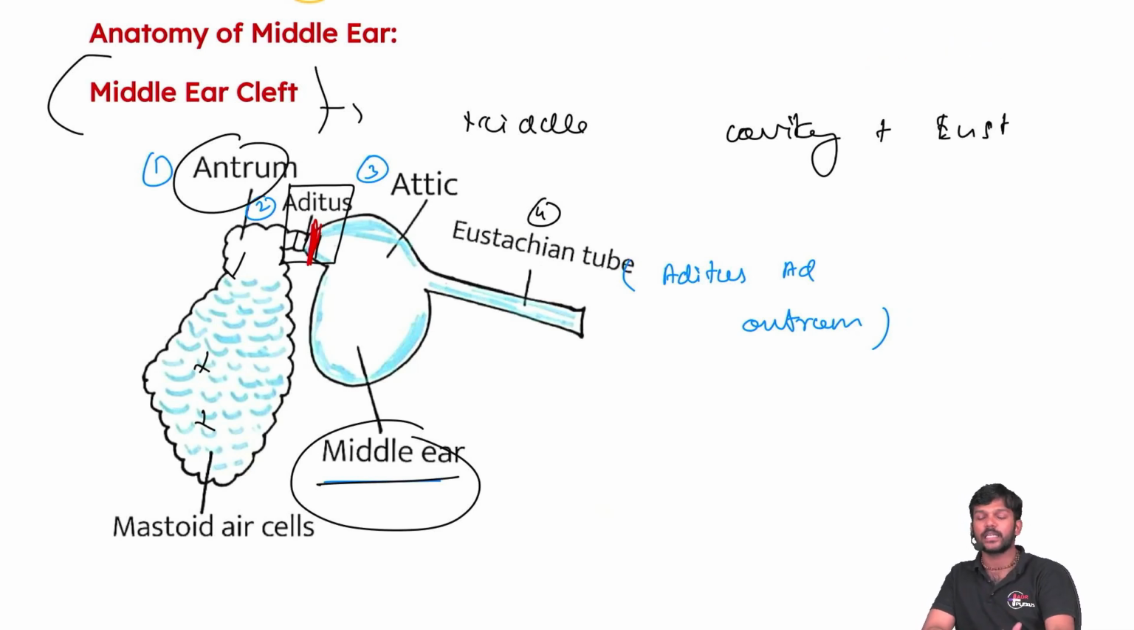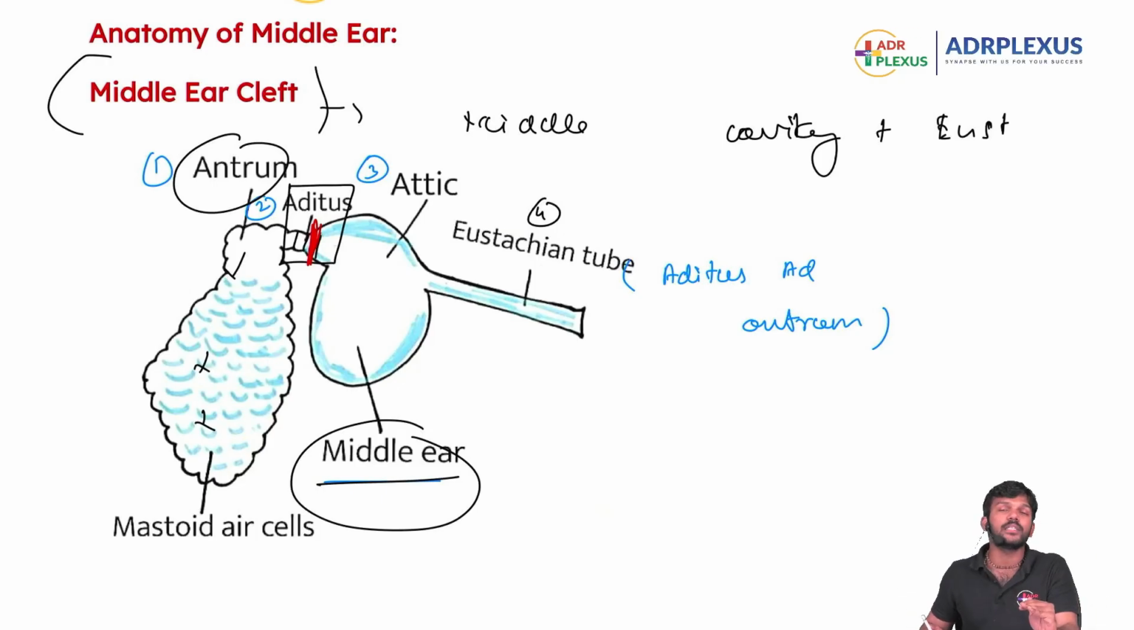So that we will discuss in the next class. Now that is the concept. These three should be in harmony with each other. If that's not the case, if that is blocked by some infection or some congenital anomalies, then the hearing and the infective state of the ear will vary.